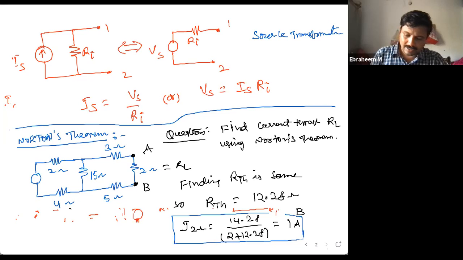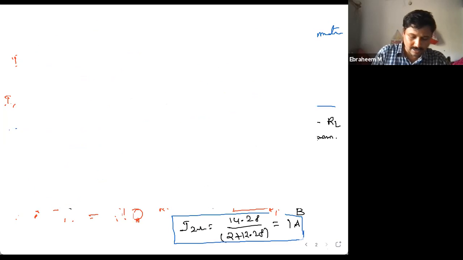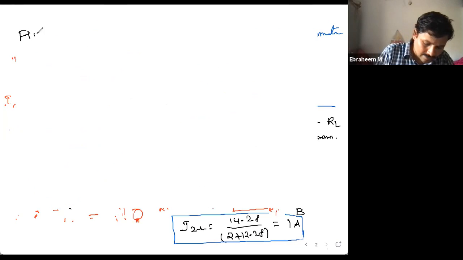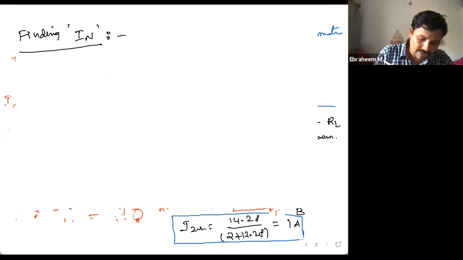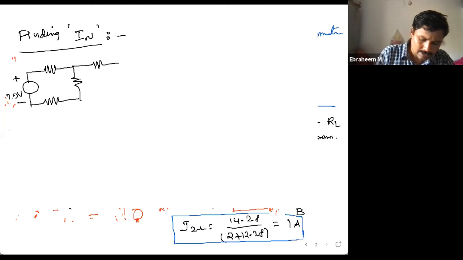So let us find IN, Norton's current. For finding Norton's current, we have to keep the terminals not open but short circuit. The voltage source is how much? 20 volts, right? So this Norton's current is nothing but a short circuit current.